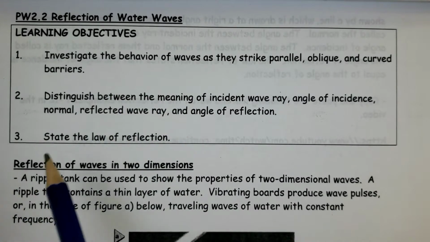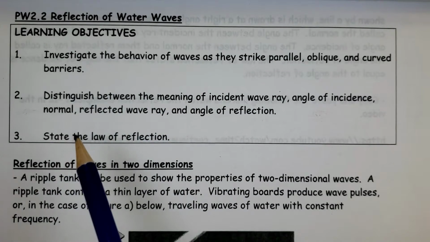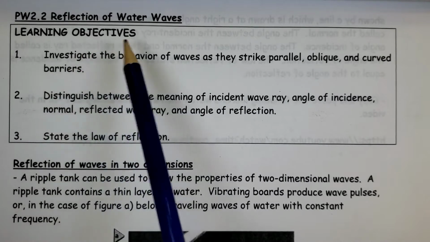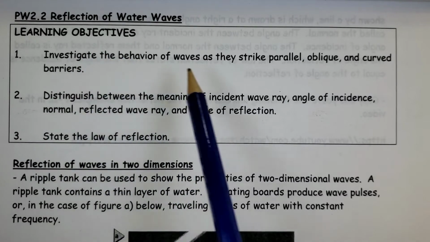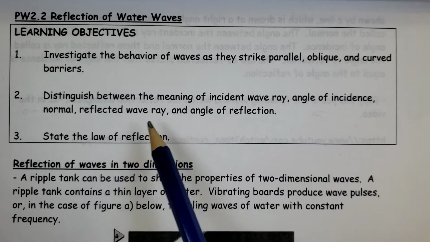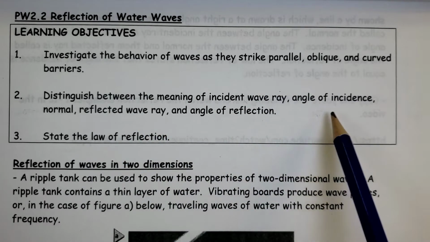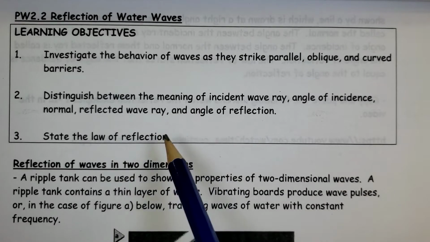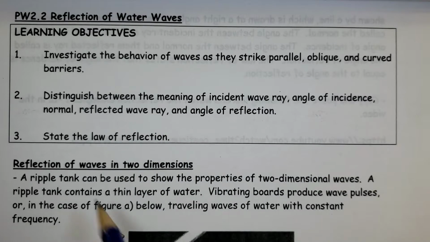So previous section we looked at reflection in strings and slinkies. Now we look at water waves. So investigate the behavior of waves as they strike parallel, oblique, and curved barriers. Distinguish between the meaning of incident wave ray, angle of incidence, normal, reflected wave ray, and angle of reflection, and state the law of reflection.